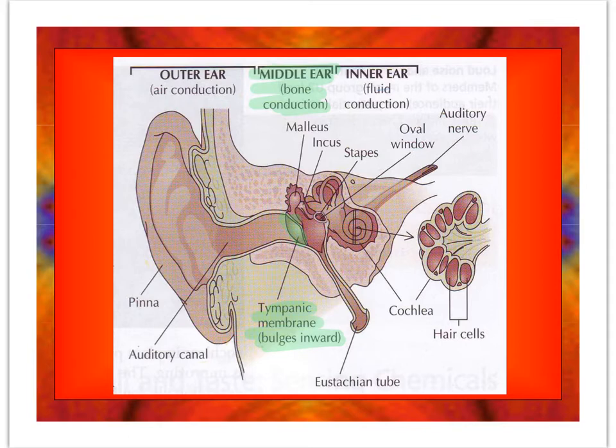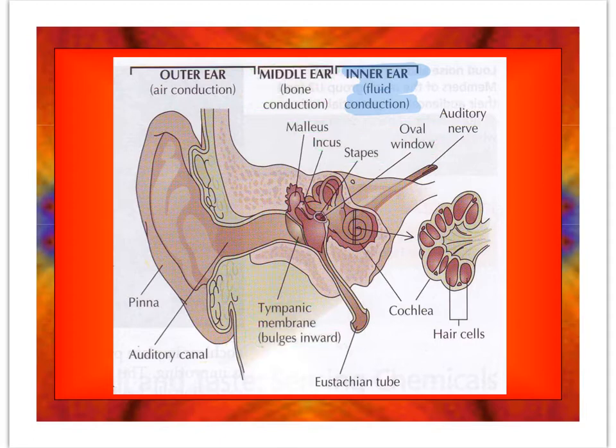Now the ossicles are these three bones here, the malleus, incus, and stapes, also known as the hammer, anvil, and stirrup. They're the three smallest bones in your body. The malleus is going to hit into the incus into the stapes, and the stapes is going to hit into the oval window, and its vibration is going to cause the vibrations to start in the inner ear. So it's going to start the process of fluid conduction.